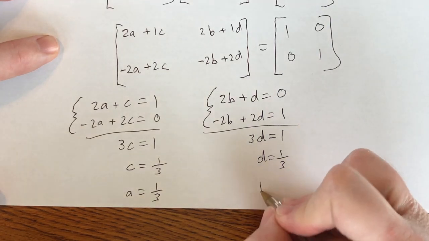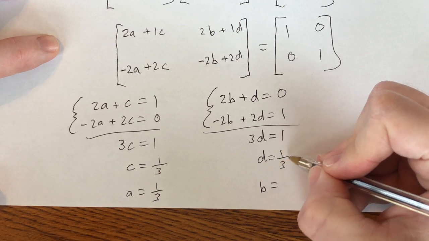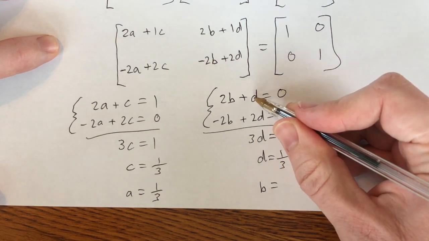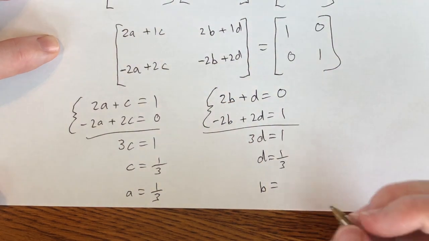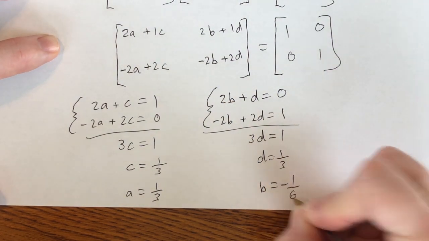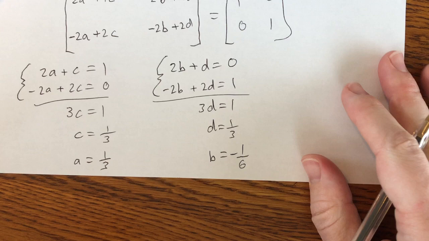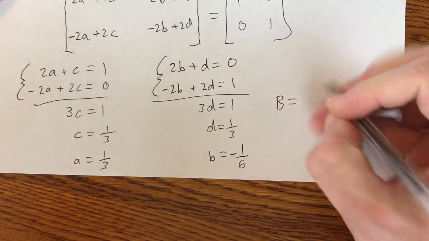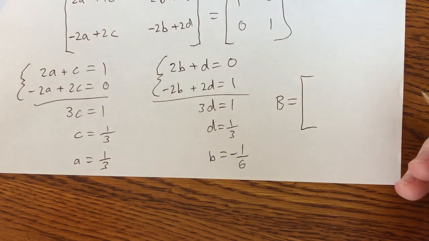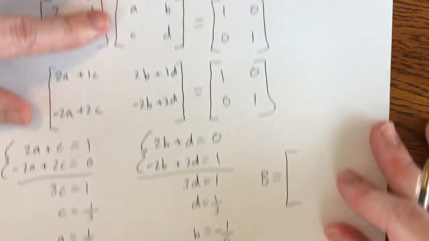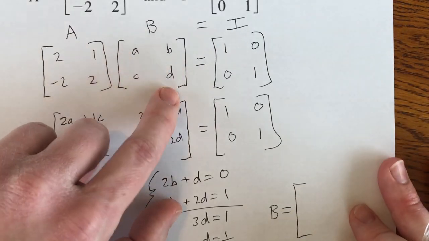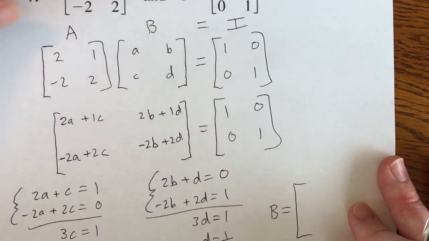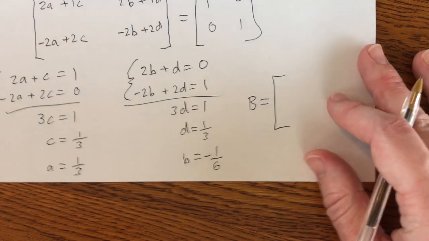And here again, to come up with the B value, you can plug in whatever D is equal to, 1/3, and then solve for B. In this case, B would be -1/6. All right, so all we have to do now is say that B is equal to what? Well, remember it was A, B, C, D. So all we have to do is replace the A, the B, the C, and the D with the values we just came up with.